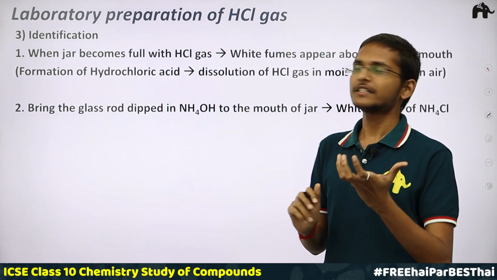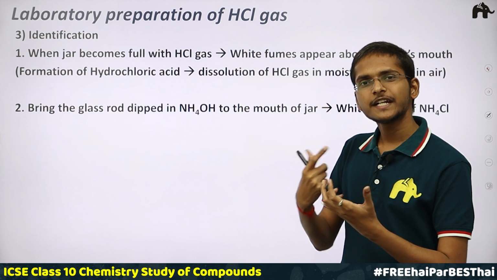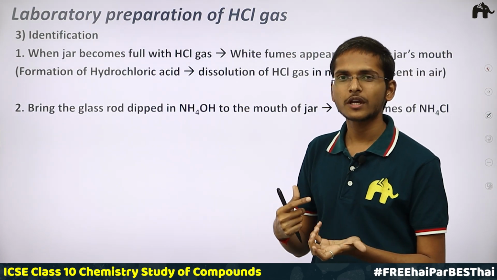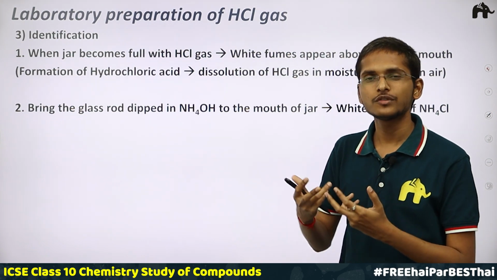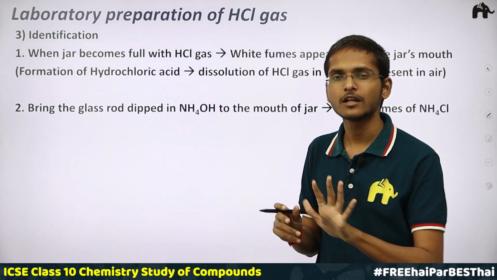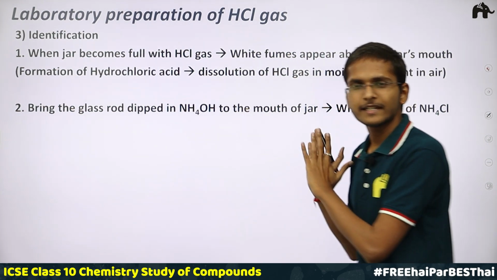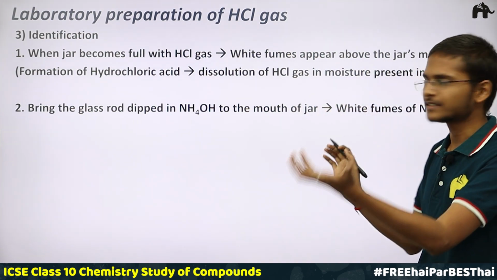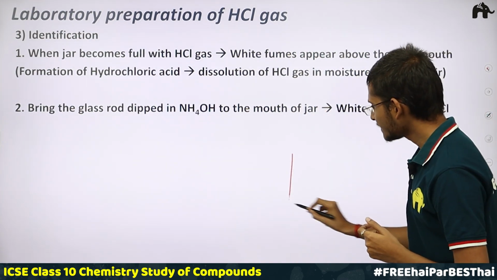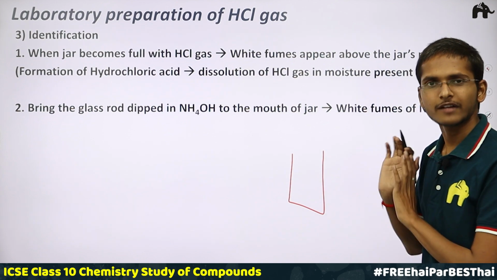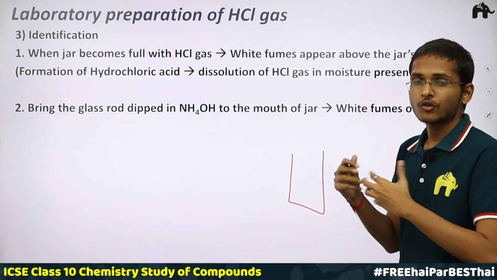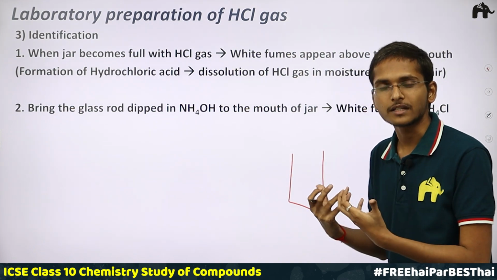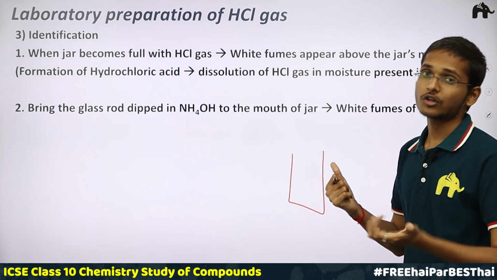But here comes an interesting thing: how can we identify that this is HCl gas? There are two tests which we can use to identify that a particular gas is HCl. Suppose we are preparing HCl gas through all this procedure which we have seen so far. Now I have HCl gas in the glass jar which we have collected, but I want to confirm that yes, it is HCl. So what should I do then?